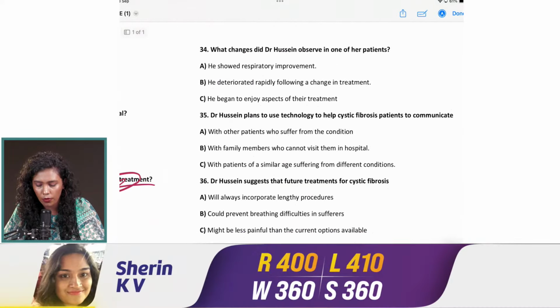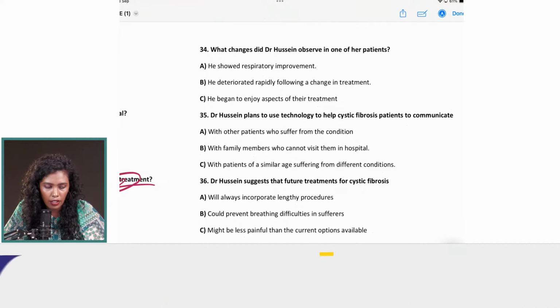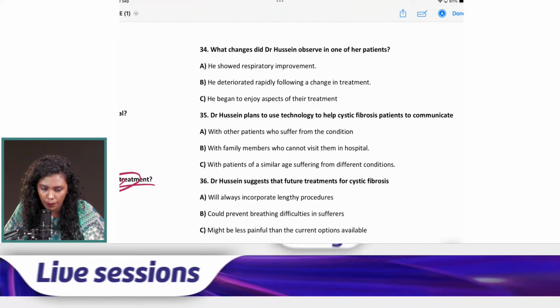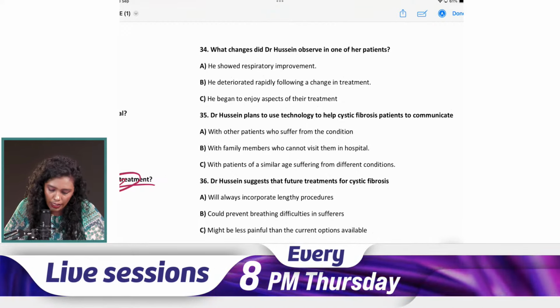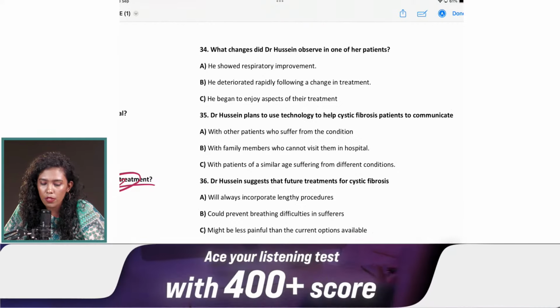Okay, so now let's move forward with the 34th question. What changes did Dr. Hussain observe in one of her patients? So tell me the keywords over here. Which one do you think is the keyword? And also whether it's going to be an attitude-based question or an opinion-based question. Tell me. So we have three options over here.